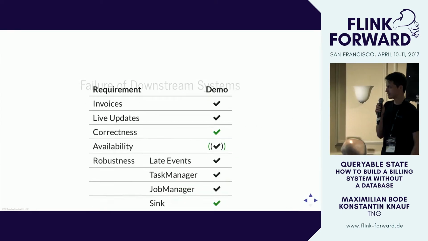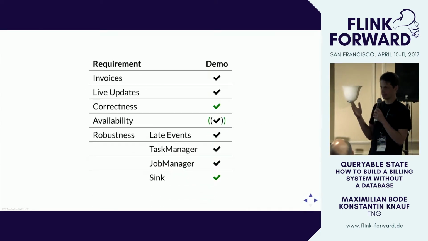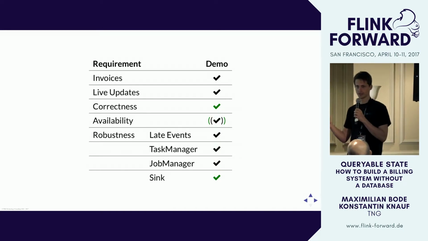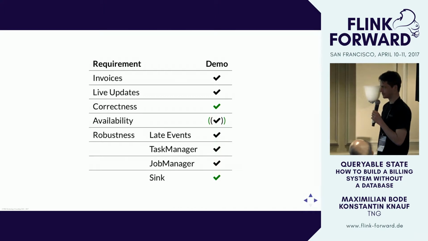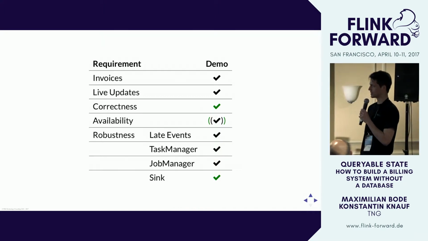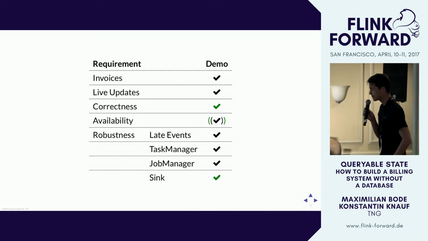But availability is impacted again. Every time the downstream system is not available, the Flink job will not run, and your queryable state will not be queryable. So that's all we want to show. Let's wrap it up.